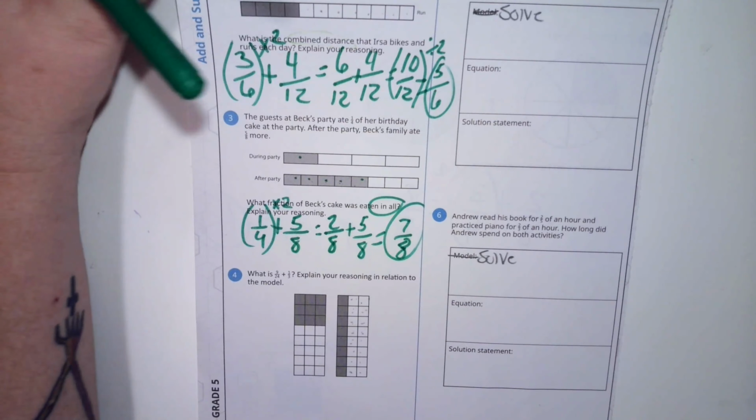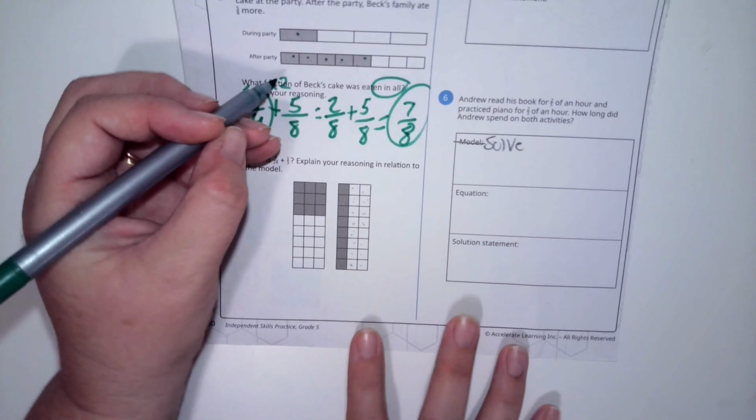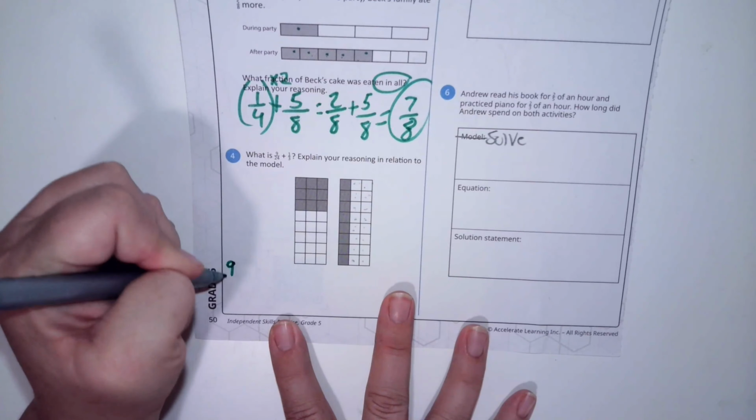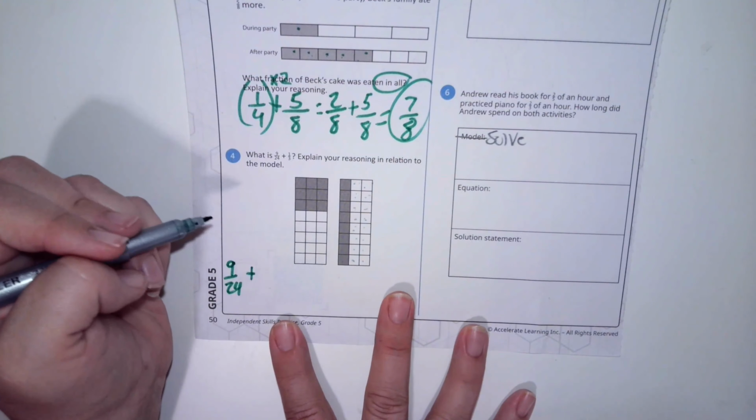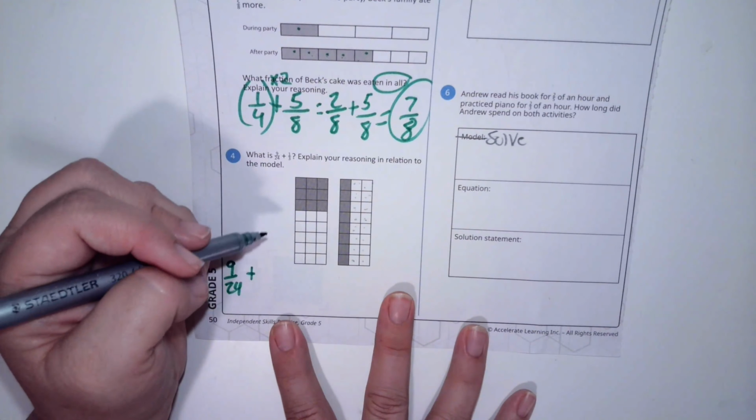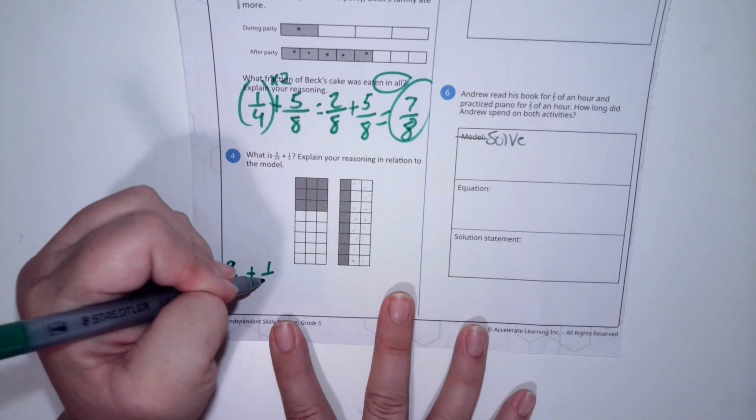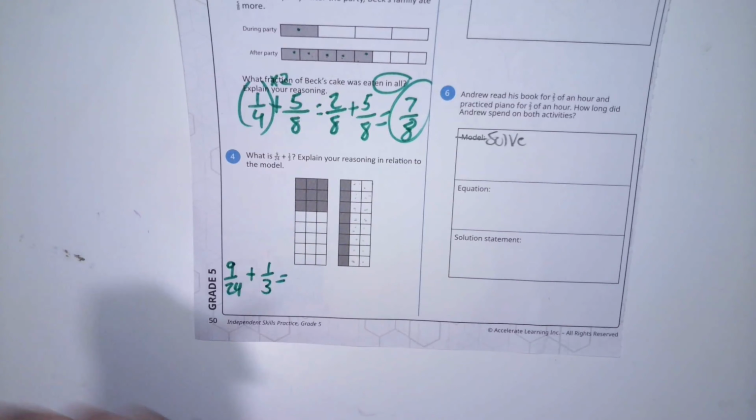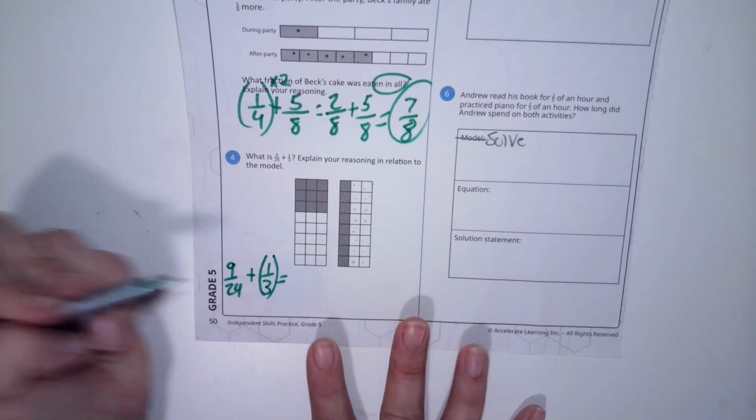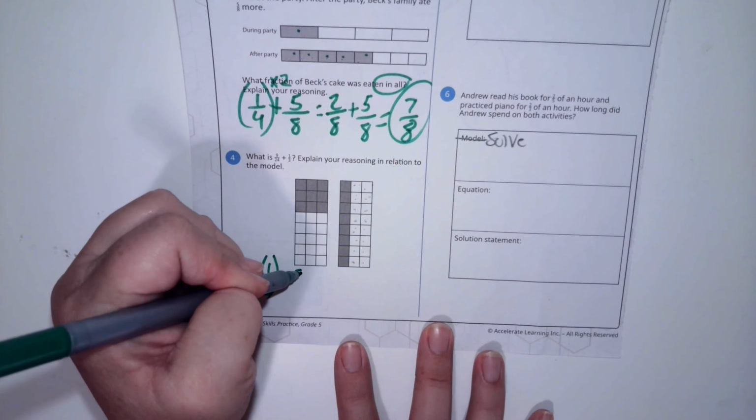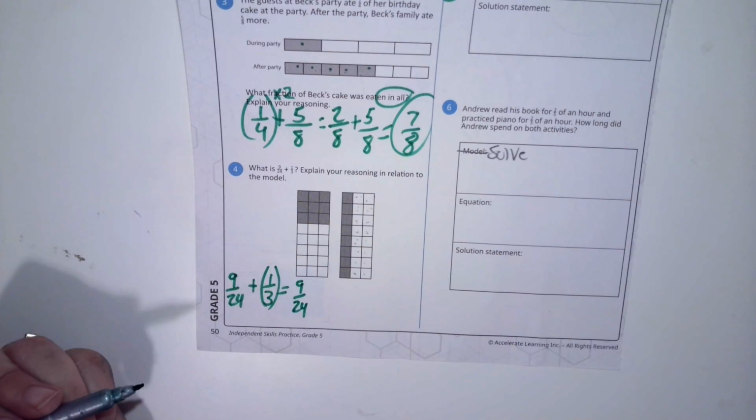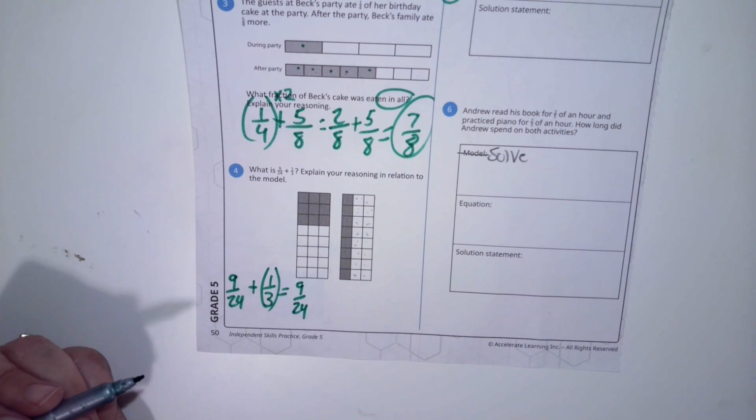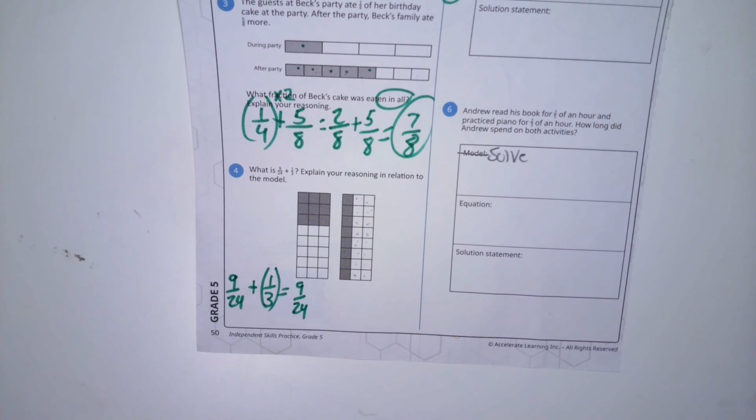Looking at number 4, I have 9 over 24. And I'm going to add 1/3. My first question I ask is, can 3 go into 24? My answer is yes. So I'm going to manipulate that fraction, leaving my 9 over 24 alone. 3, 6, 9, 12, 15, 18, 21, 24.